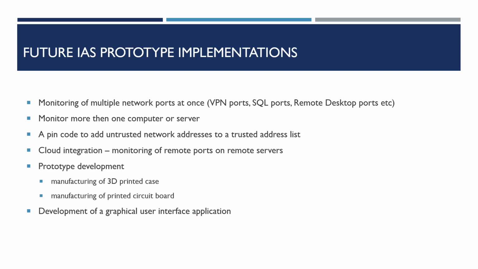So we can start monitoring the VPN ports, because VPN is used for people to establish an encrypted connection remotely. So I have to work out how to get that encrypted information from the VPN connections to have it work on the IAS system. There'll be a workaround.